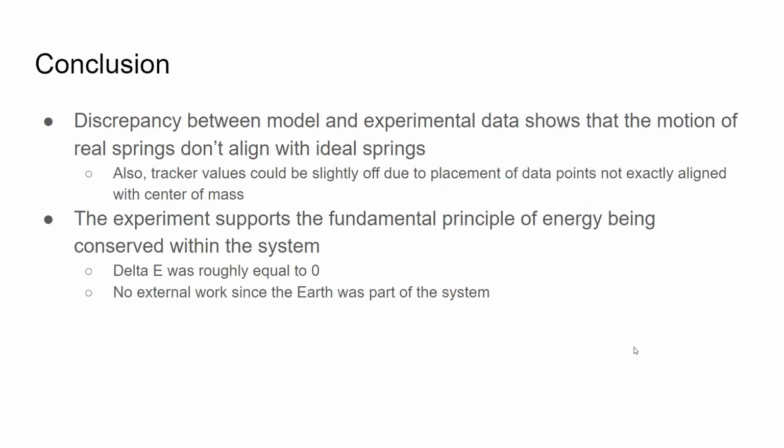To conclude, the discrepancy between the model and experimental data shows that the motion of real springs doesn't directly align with ideal springs. Also, this could be due to the tracker values being slightly off, due to the placement of data points not exactly aligning with the center of mass. The other point is that the experiment supports the fundamental principle of energy being conserved within the system, because from that graph, delta E was roughly equal to 0, and this is because there was no external work since the Earth was also part of the system alongside the mass and spring.